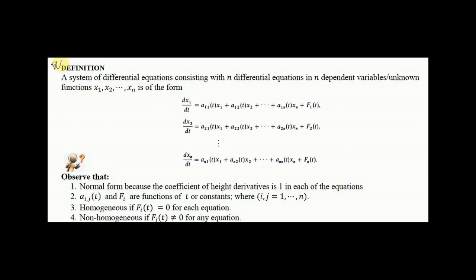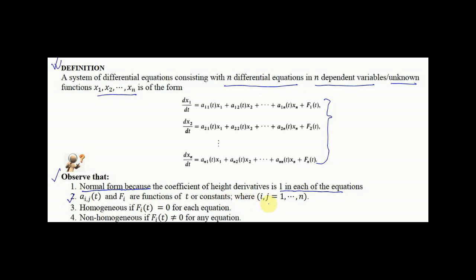The most important thing is the definition of the system of differential equations. A system of differential equations consisting of n differential equations in n unknown functions, x1, x2, up to xn, is of this form. There are n equations. Observe that this system is in normal form because the coefficient of the highest order derivative is 1 in each equation.